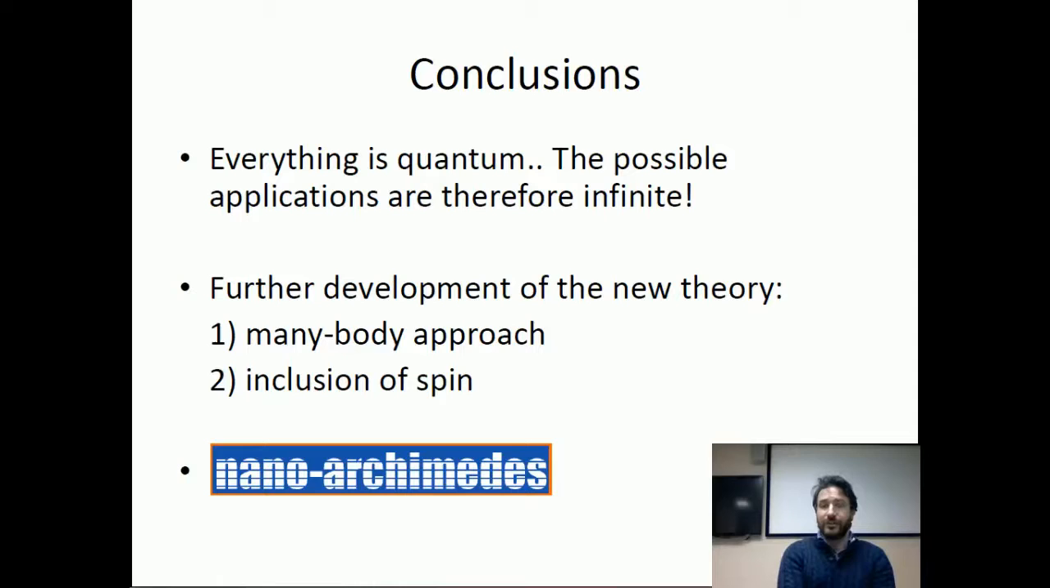And further development of the theory: the many-body approach is still under construction. Although the many-body Wigner Monte Carlo approach already exists, its limit to the continuum doesn't exist yet. So this will be one thing. And of course, it would be extremely interesting to include the variable of spin, because nowadays we have a lot of applications which try to exploit the spin, and some of them successfully. So it would be extremely interesting to see also how to include the spin in this formulation.